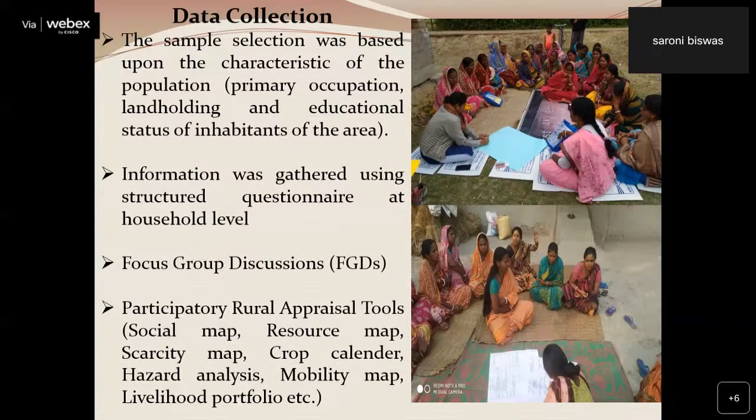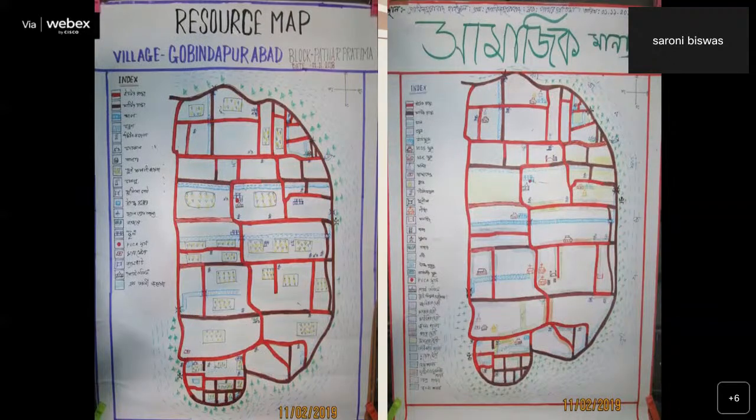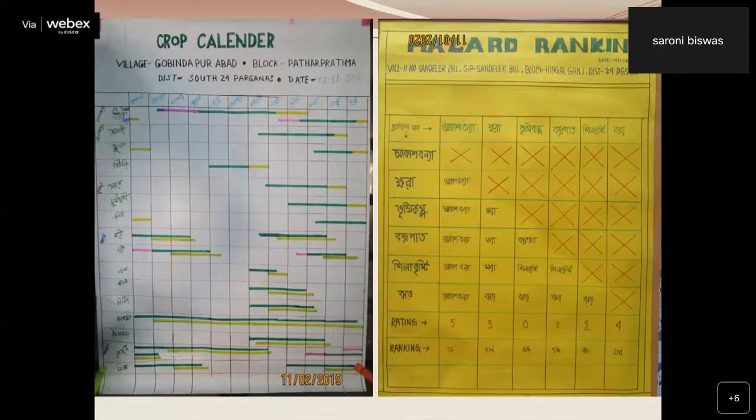Here I'll just give you some examples of the participatory rural appraisal tools which we carried out in that area. Like the resource map or the social map, which will give you a clear view of the resource availability of a particular village or area, how the community is structured, their settlements, the schools and all, that you can easily view. And all these things are done with the active participation of the community.